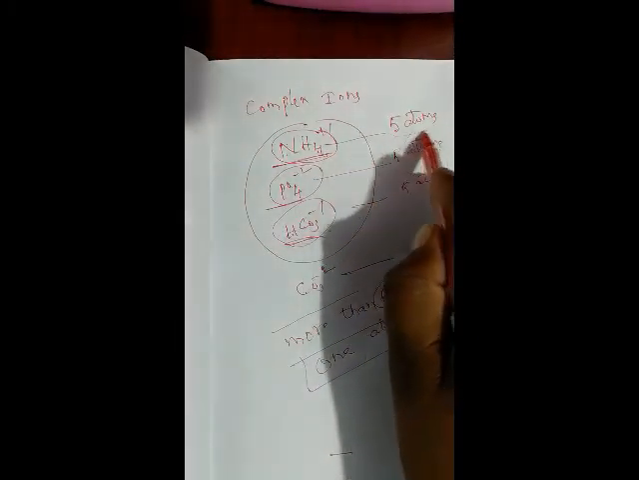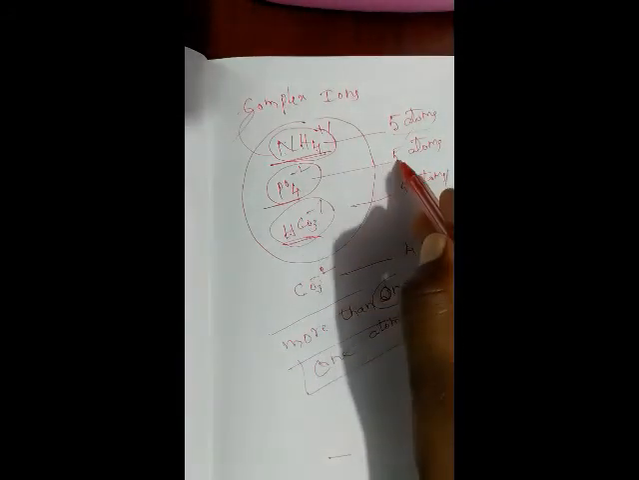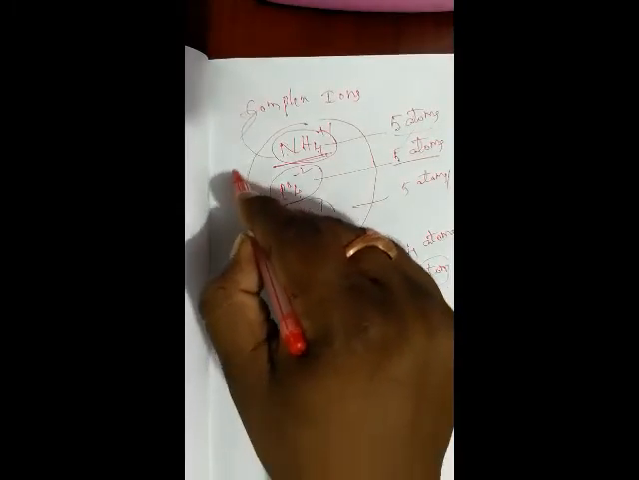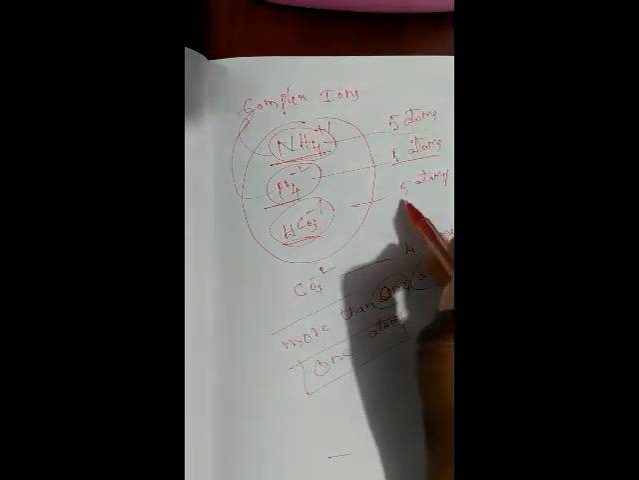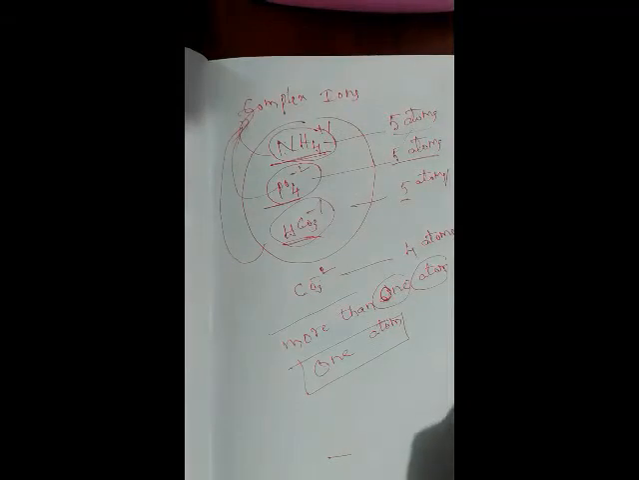So NH4 contains more than one atom, that means 5 atoms. So that's why this one comes under the complex ion. PO4 minus 2 contains more than one atom, that means it contains 5 atoms. So PO4 minus 2 comes under the complex ion. HCO3 contains more than one atom, that means 5 atoms are present. So that's why this one comes under the complex ion. So these are about the types of ions.